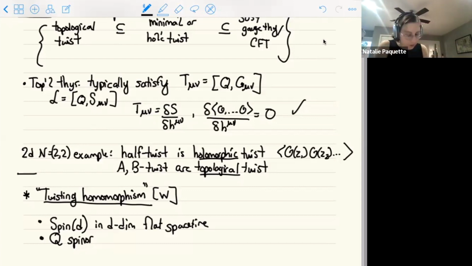Okay, so how do you deal with the fact that the supercharge that you want to take the cohomology with doesn't actually commute with all the space-time rotations?